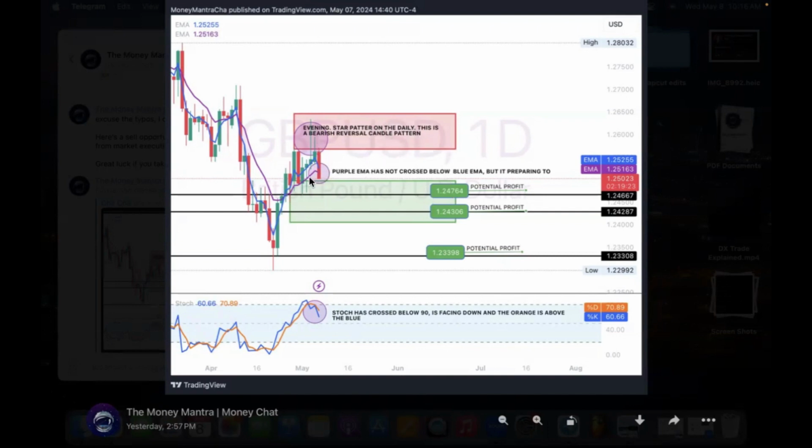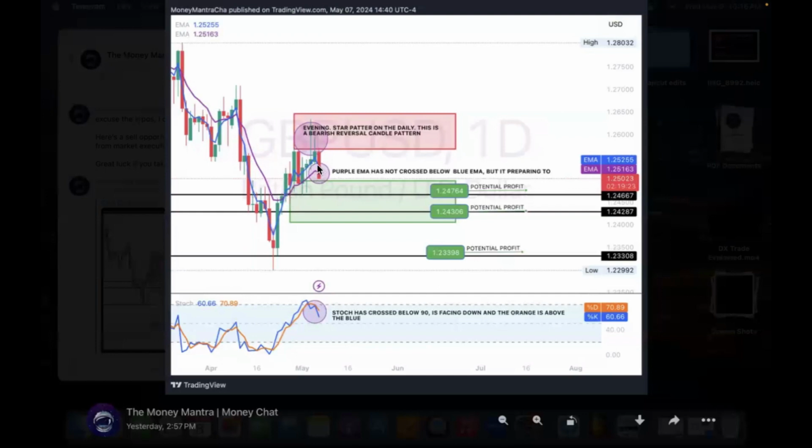The second thing I noticed was that you guys will also notice that in a lot of my videos, when the purple EMA crosses above the blue, that's usually a sell signal. We can see an example of that here. Versus when the blue crosses over the purple, that's a buy signal.